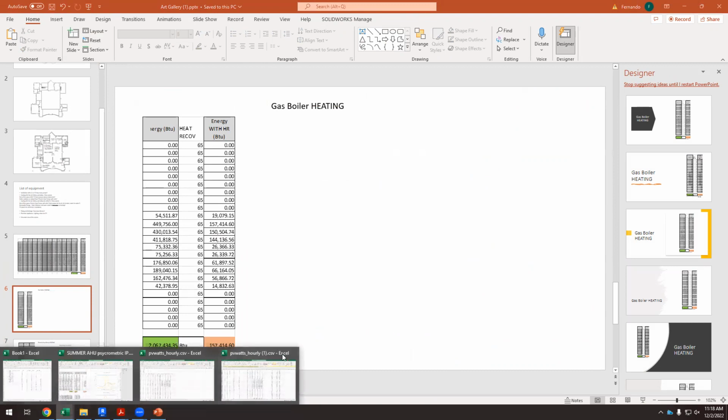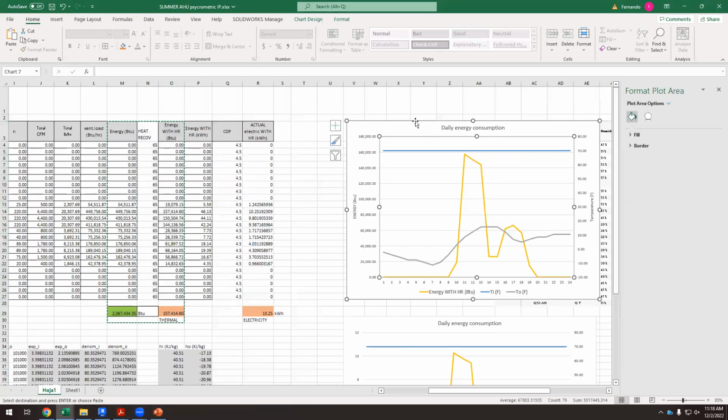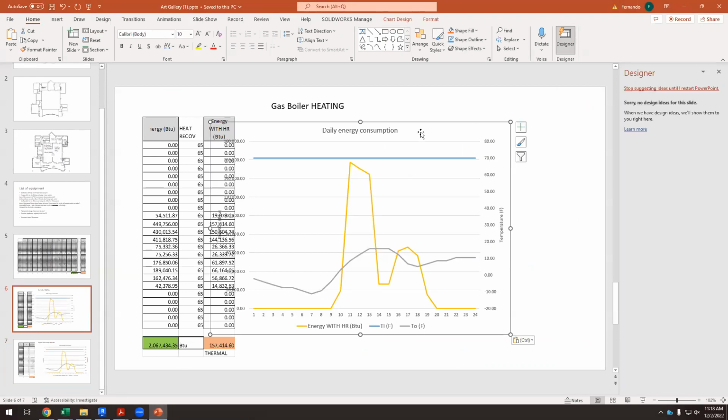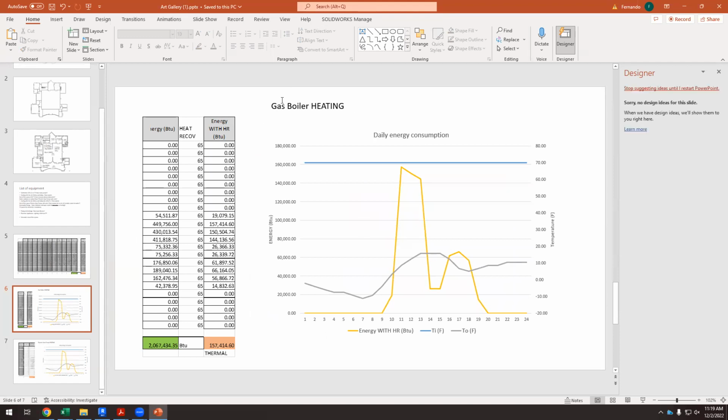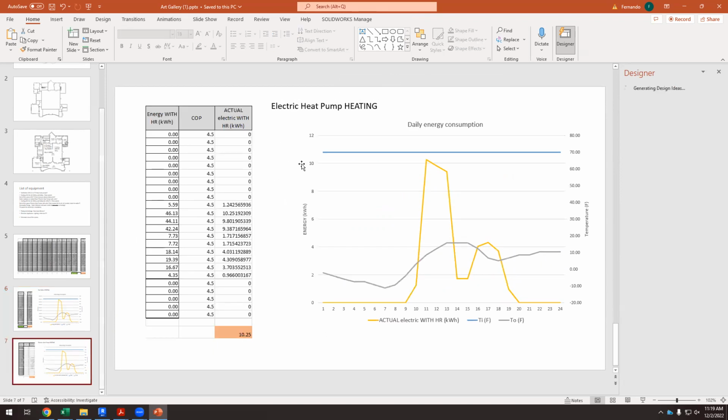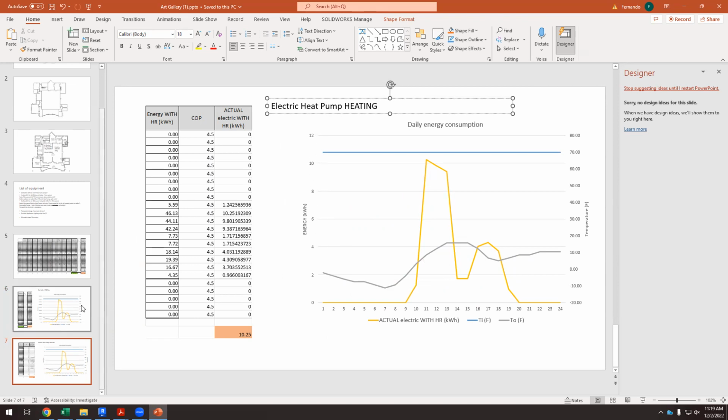And now I can paste this graphic. Okay. So that's when if I decide on a heating system with a gas boiler, I need this column. If I have the same, but with the heat pump, I need this column. The graphics look the same, but the units are different. Those are BTUs, and those are kilowatts.